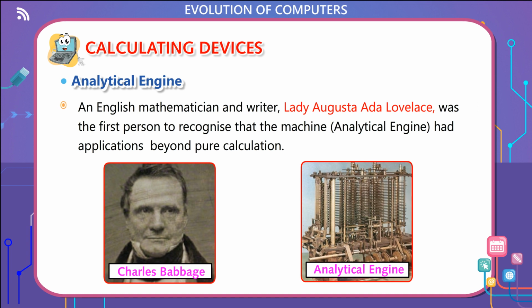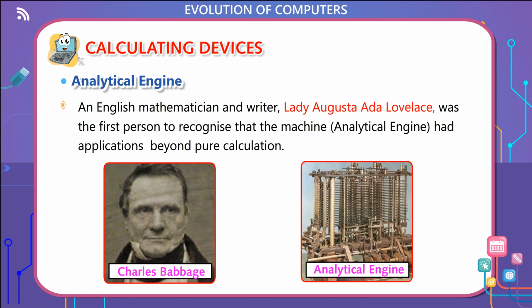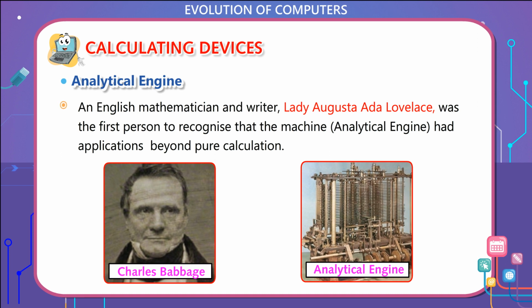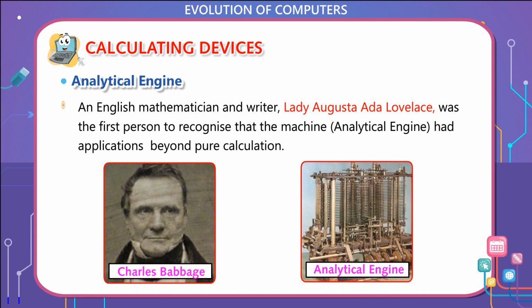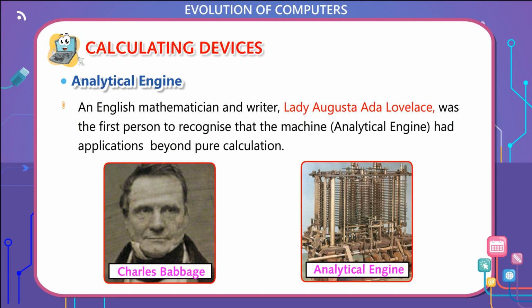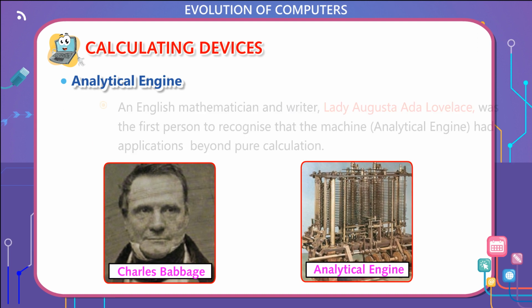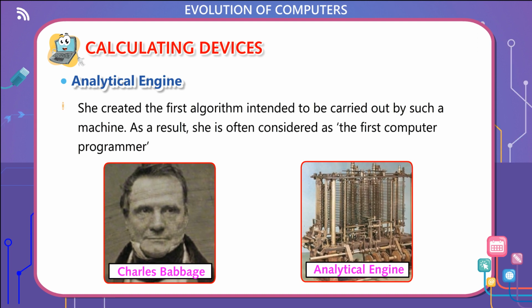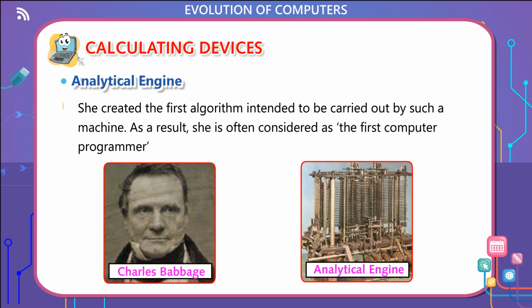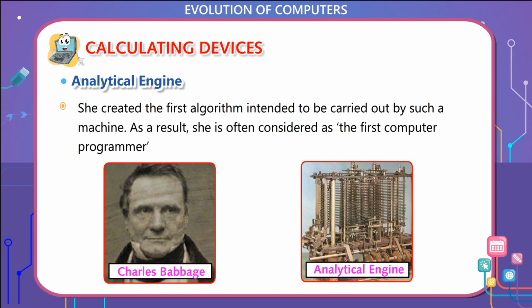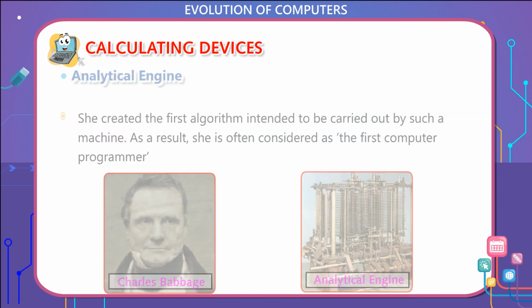An English mathematician and writer, Lady Augusta Ada Lovelace, was the first person to recognize that the machine, the analytical engine, had applications beyond pure calculation. She created the first algorithm intended to be carried out by such a machine. As a result, she is often considered the first computer programmer.